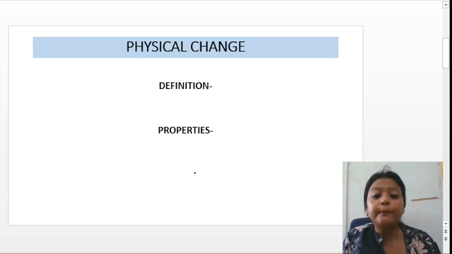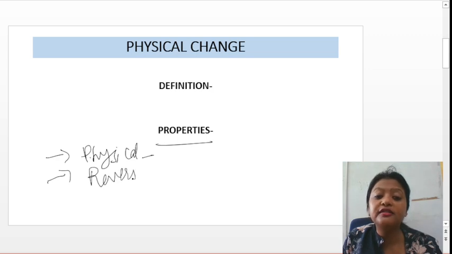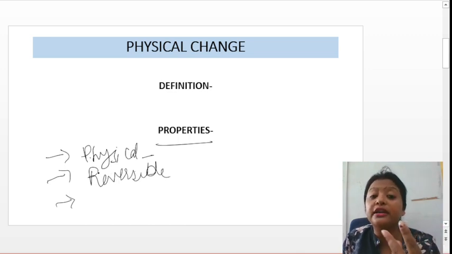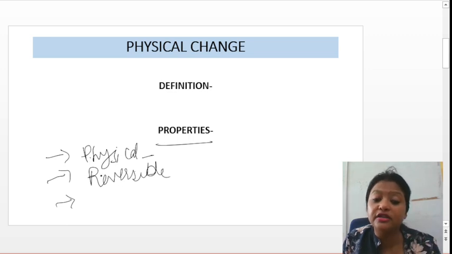Now we'll come to the property part. What are the properties? So as I've told you, property number one is that there is only a change in the physical property. Okay, so only the physical property will change, but no change in the internal property. Okay, number two is that it is reversible, so the change is reversible. Number three is no energy is used out here, absorbed or evolved. You do not need energy for the change, and no energy is released for it. Okay, external energy. So no energy out here is used.